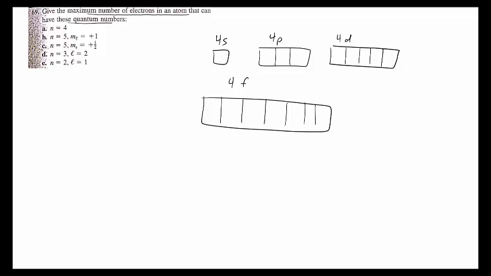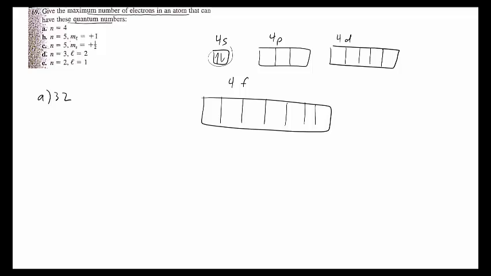5, 6, 7. Okay, so give the maximum number of electrons in an atom that can have these quantum numbers. So an electron could be in any of these, so it could be spinning up or down in any of these boxes. So how many boxes are there? And then times that by 2, in other words. So there's 1, 3, 5, so that's 9, plus 7 more, 16, so times that by 2. So for A, it's 32.